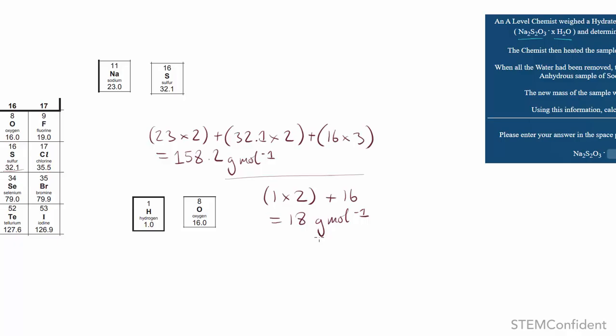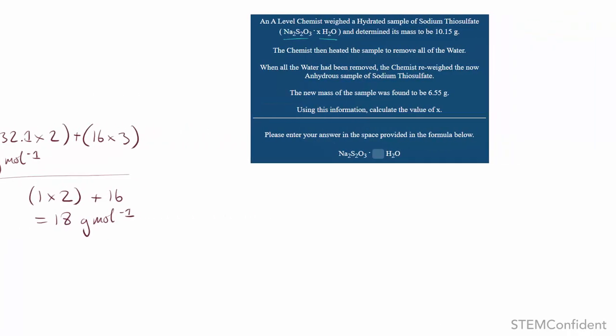Okay, so we've got these 2 values, but what we actually also need to do is work out the mass of the H2O, right? So how can we work that out? Because we do have the mass of the non-hydrated sample, which is this, but we don't have the mass of the H2O. But that's just simple arithmetic.